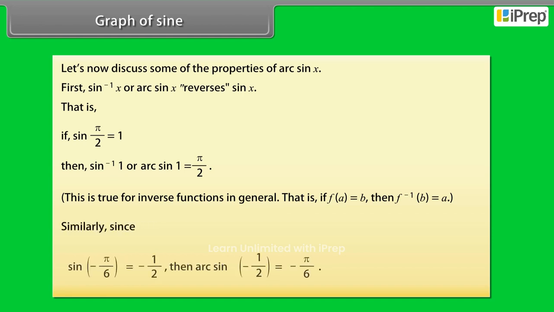Similarly, since sine minus pi by 6 is equal to -1 by 2, then arc sine -1 by 2 is equal to minus pi by 6.